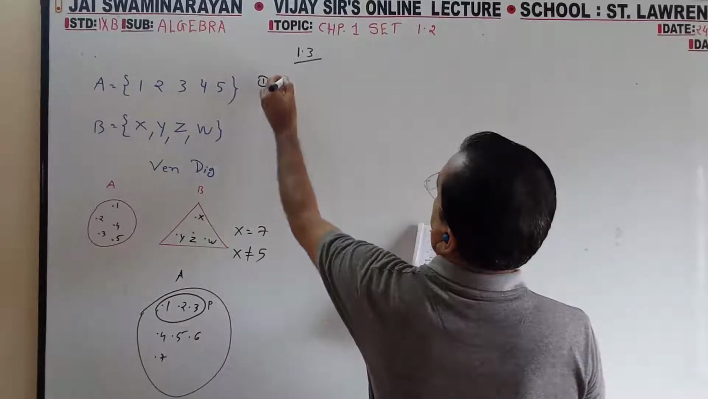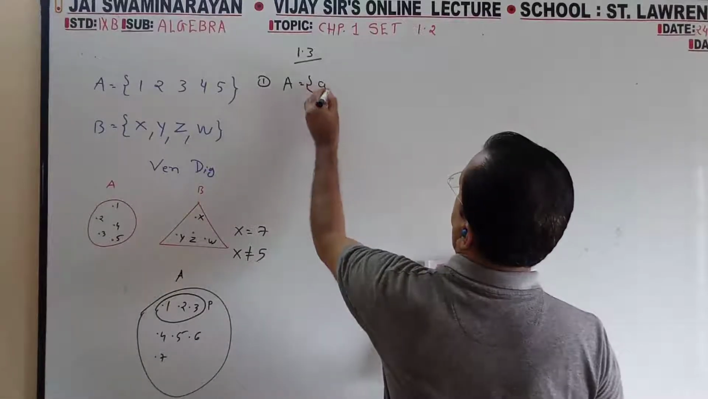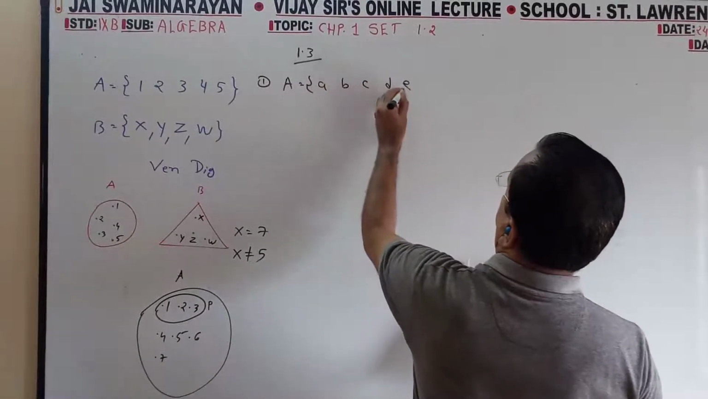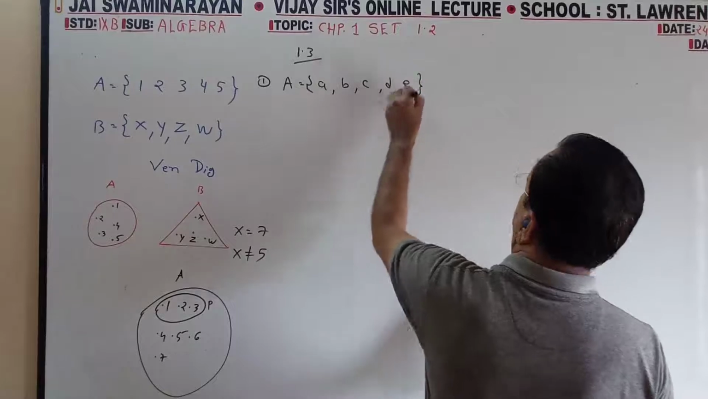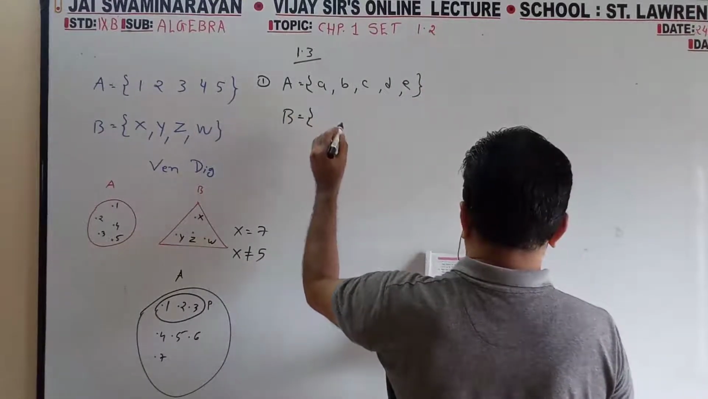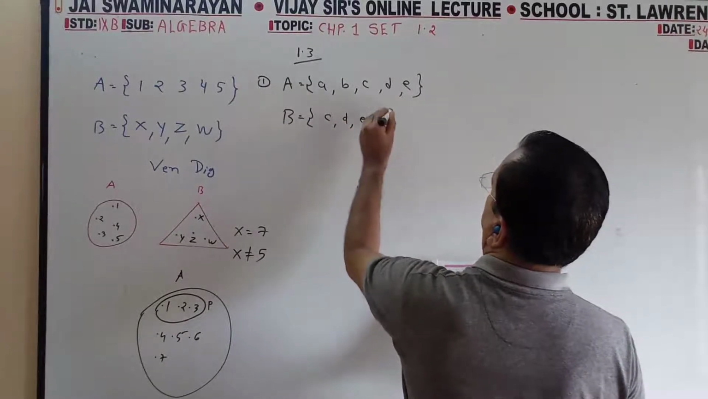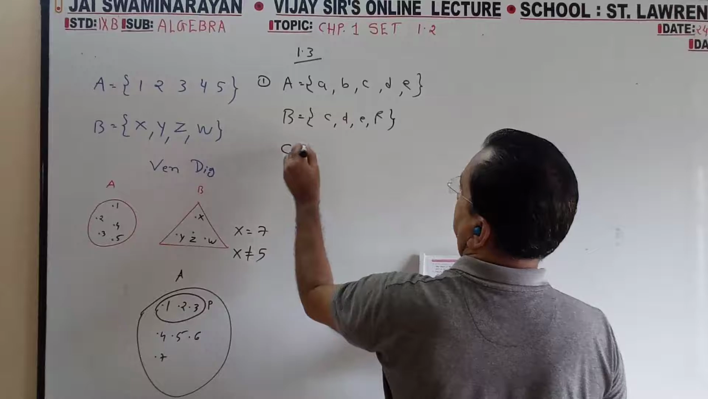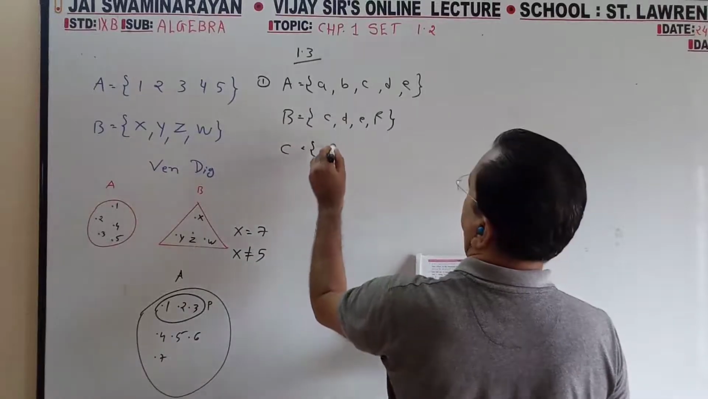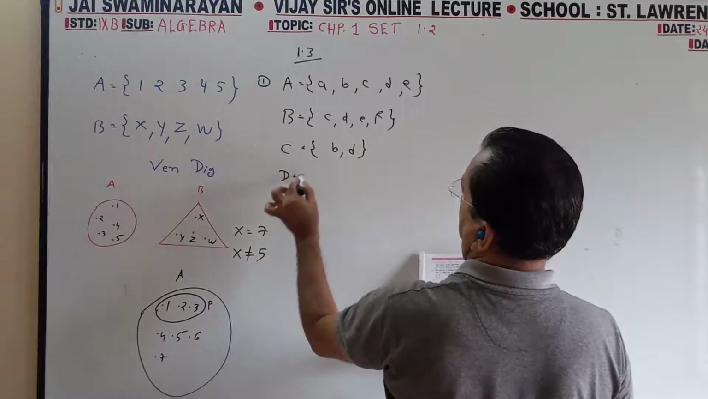First, A: A, B, C, D, E. B, C, D, E, F. C, B, D. D.